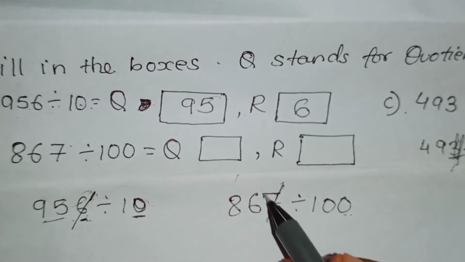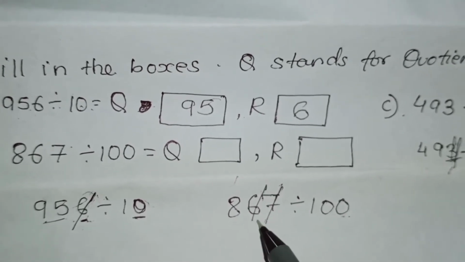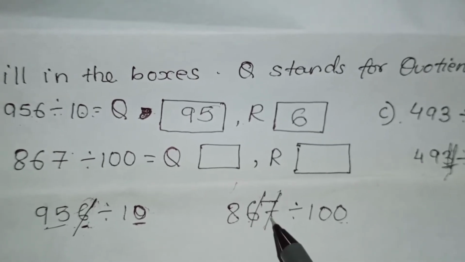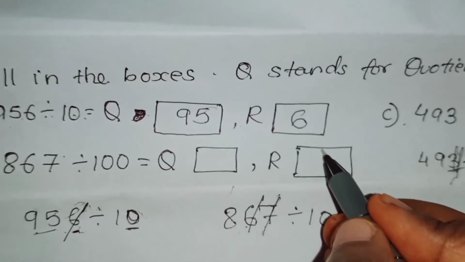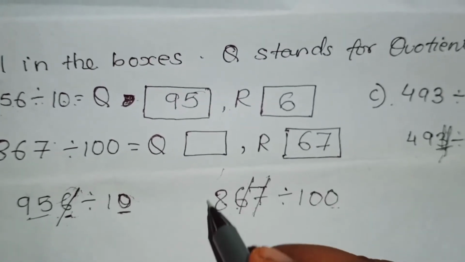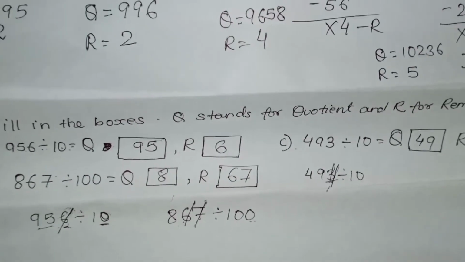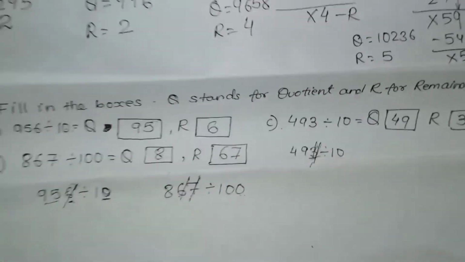1, 2. So what number have we cut? The number we have cut is 67. The number which we cut is our remainder, and the number which is left is our quotient. So you can see so easily I have filled these boxes, without doing any long division or short division.